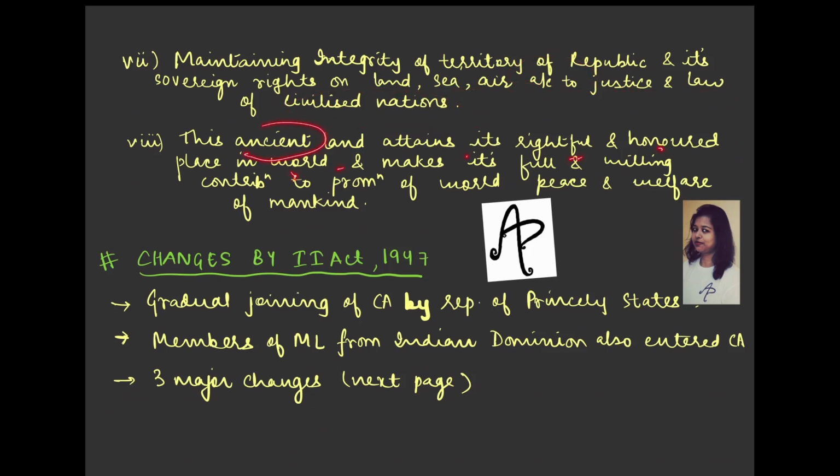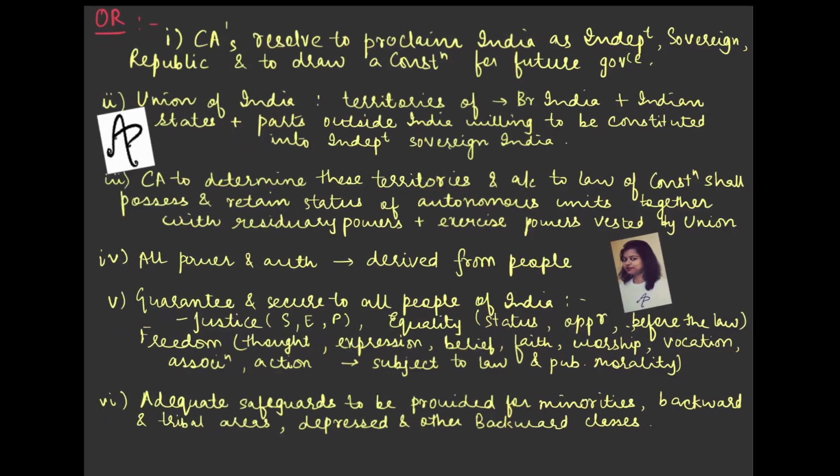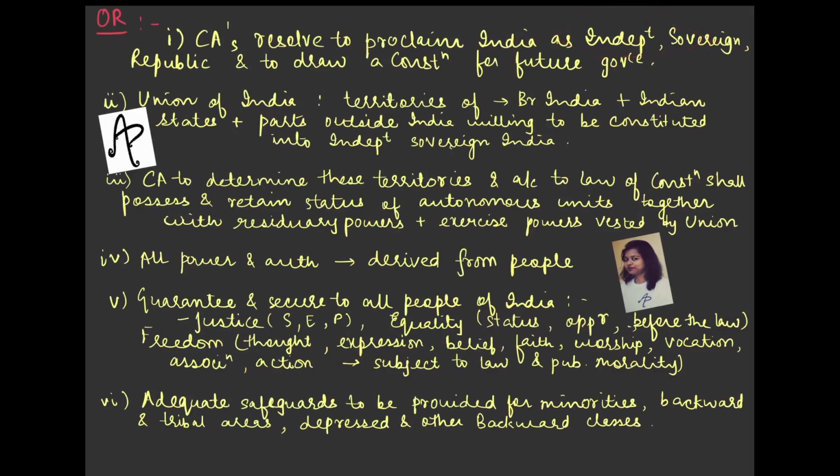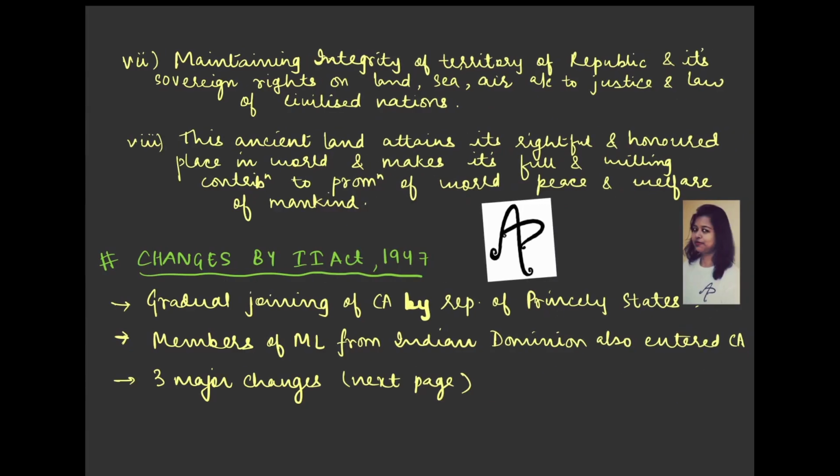So this is one thing that they aspire for, or the objective resolution was aspiring for, that in the world we should have our name and we should get that rightful and honored place which we deserve, and makes its full and willing contribution to the promotion of world peace and also welfare of mankind, because they wanted to now be independent, है ना, proclaim India as independent. अब बहुत हो गया colonial rule, अब हमें independence चाहिए और हम दुनिया में अपनी जगह बनाना चाहते हैं, हम जो deserve करते हैं we should get that, and in return we will also try our best to give our full contribution in the promotion of world peace and also for the welfare of mankind.